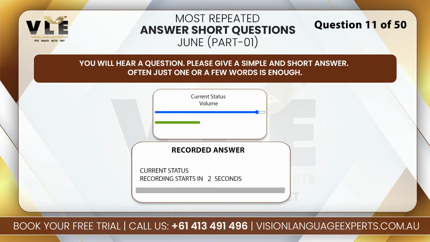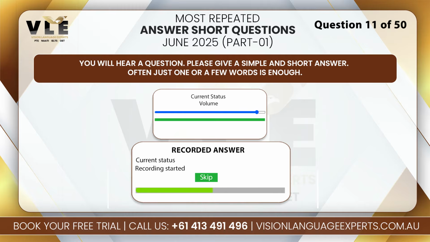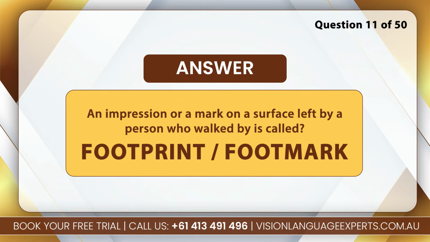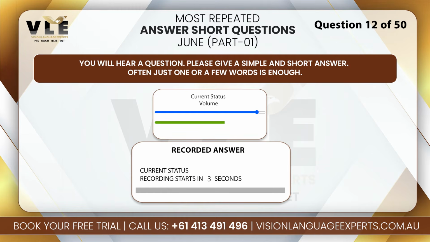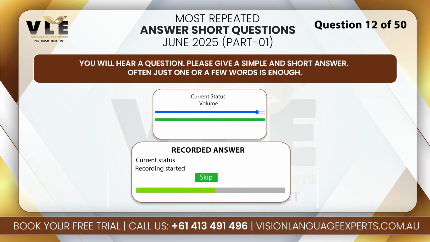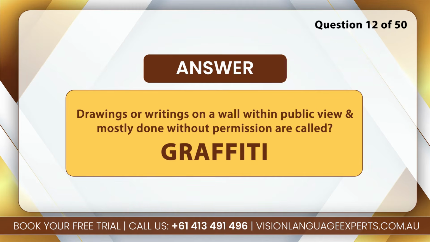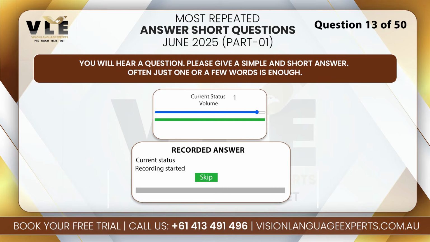An impression or a mark on a surface left by a person who walked by is called? Footprint/footmark. Drawings or writings on a wall within public view and mostly done without permission are called? Graffiti.